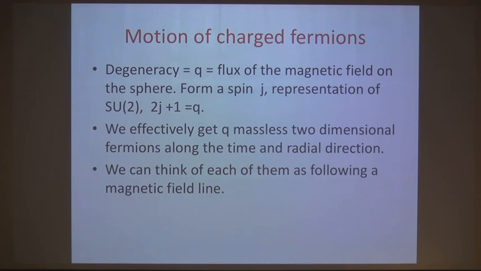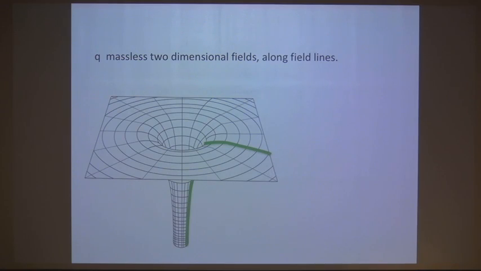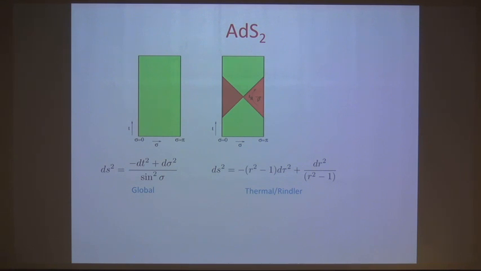Now, each of these Q states can be viewed as following a magnetic field line. Very much the same as when we have electrons that follow the magnetic field lines of the Earth, we have something similar here with this lowest Landau level. So we have a magnetic field line, and then we have an electron, a charged fermion, that is localized with a wave function that has a size of the order of one flux quantum in the transverse dimensions. And then that fermion is massless in the radial and time direction. And so we have roughly a massless field that moves along this field line. OK, so that was the third element.